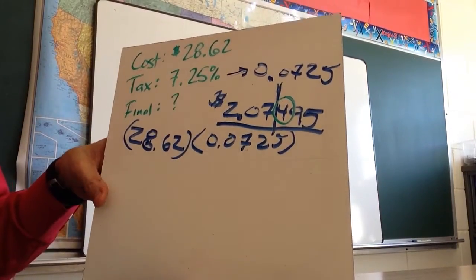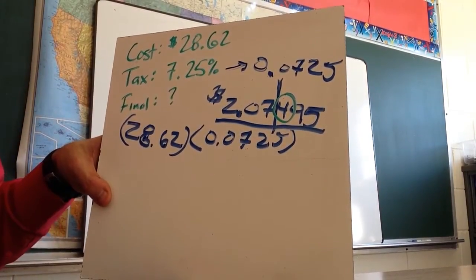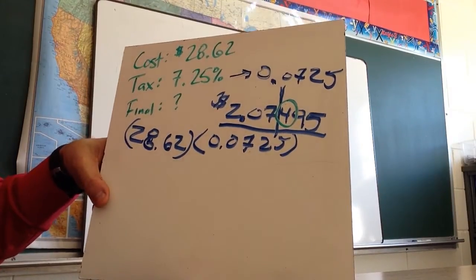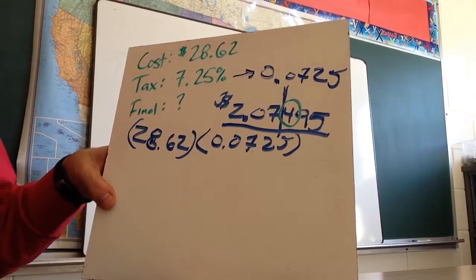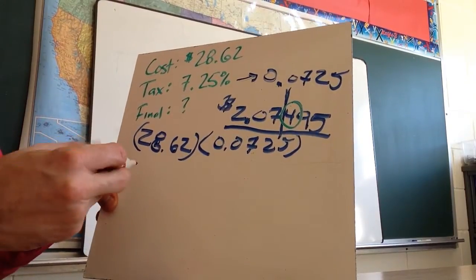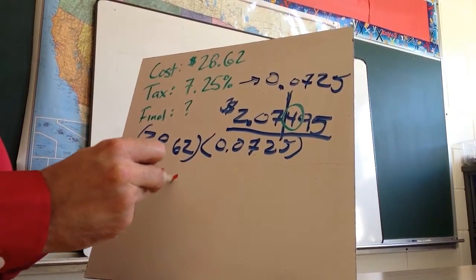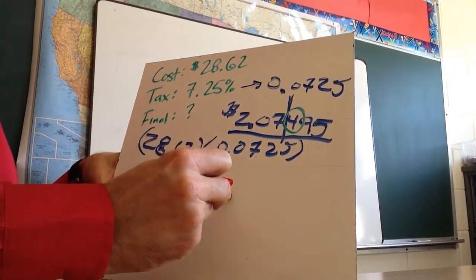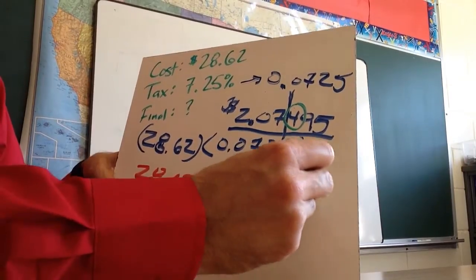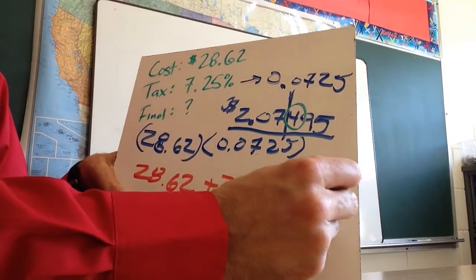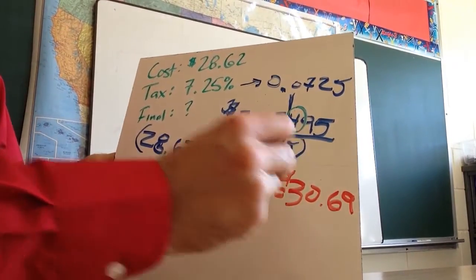So in order to find the total, what I would need to do is take the original, which was $28.62, and add $2.07 to that. So it's basically $28.62 plus $2.07, and my final is $30.69. So this is my new cost.